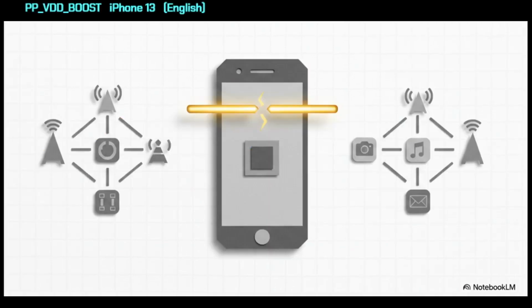To summarize the absolute gravity of everything we've looked at in this explainer, without PP_VDD_BOOST, the iPhone 13 is completely dead. It's a single fundamental source line that feeds both the network side and the user application side. If it fails to reach the power IC, absolutely nothing works.